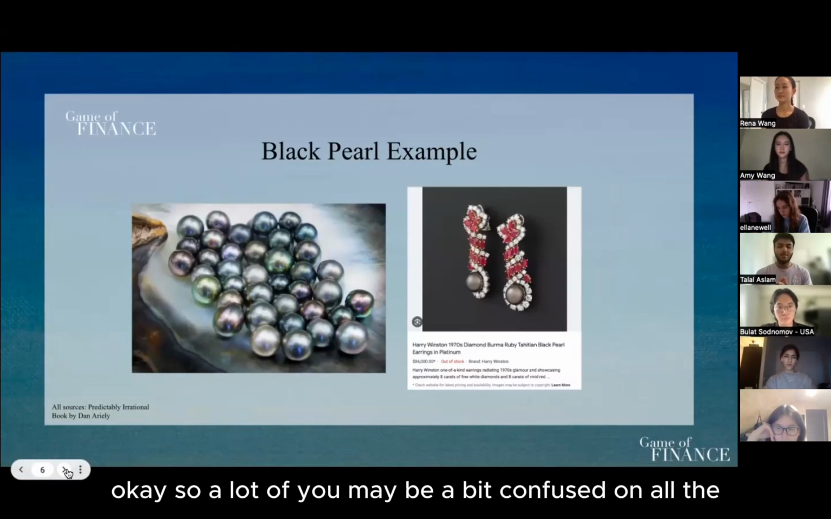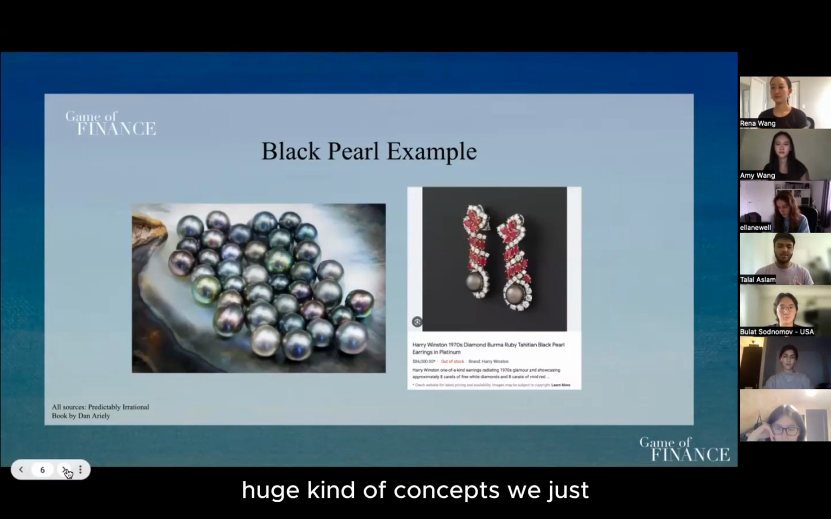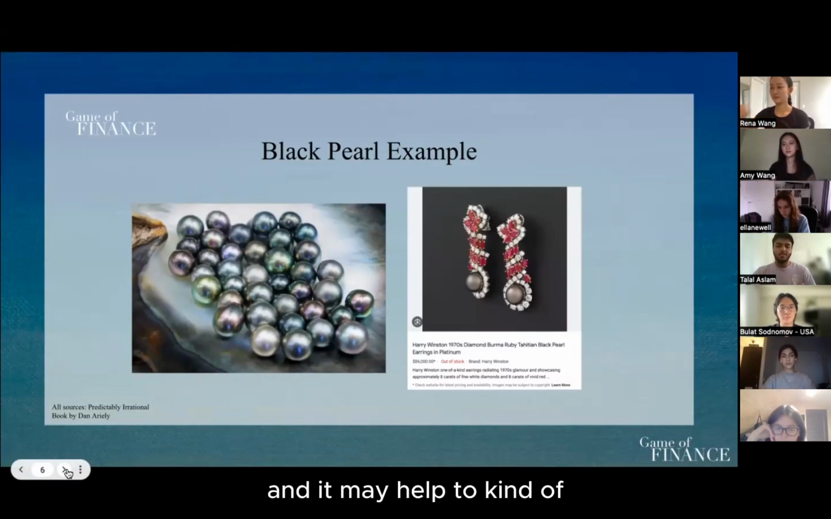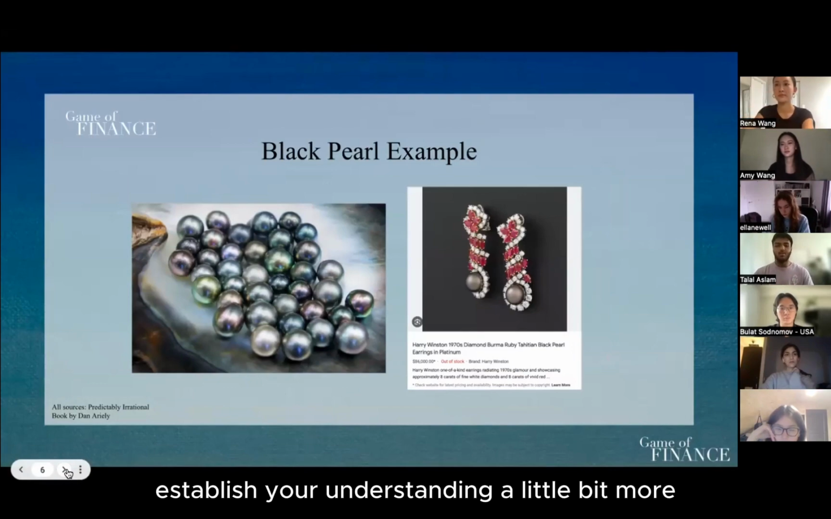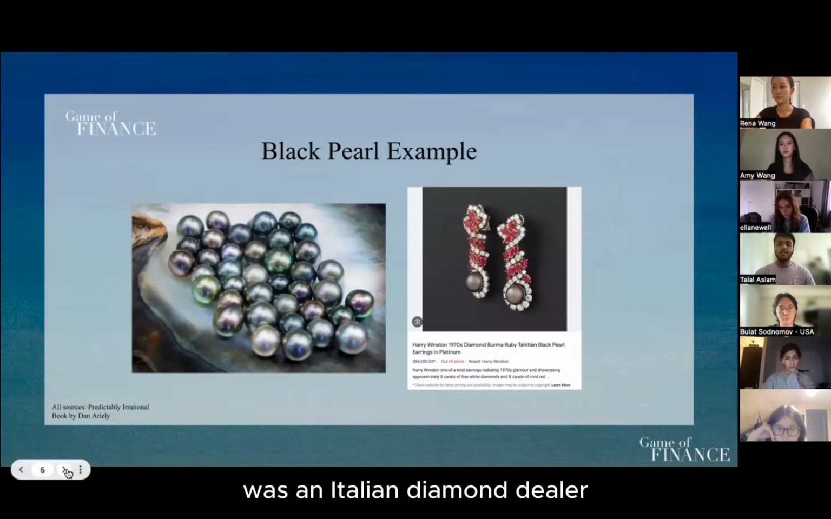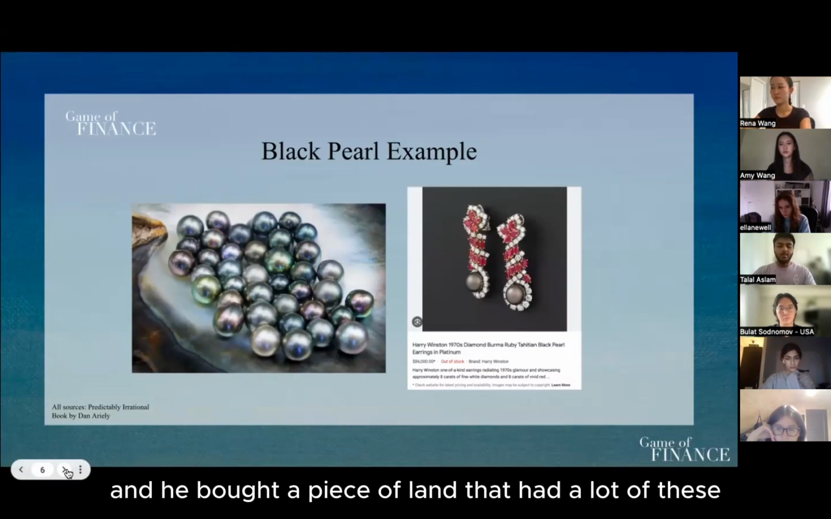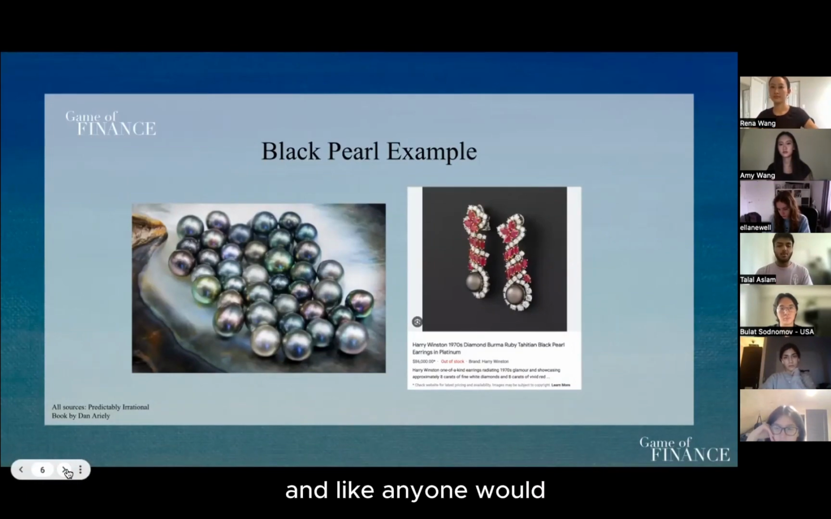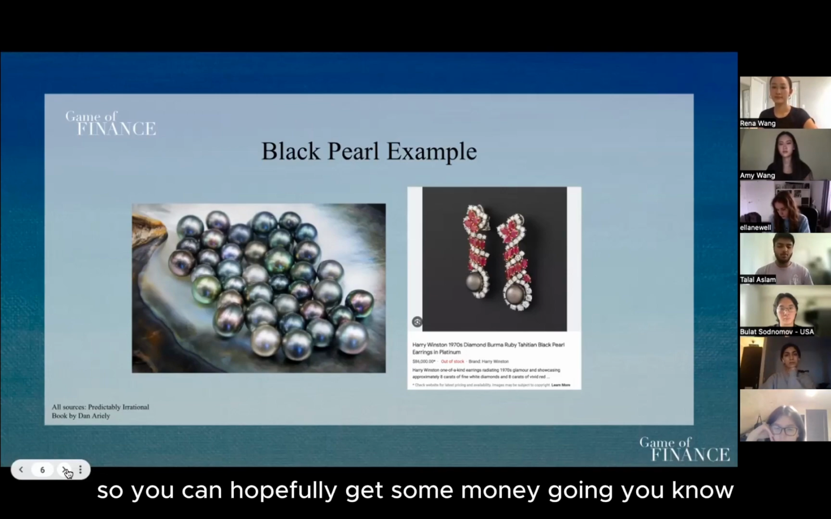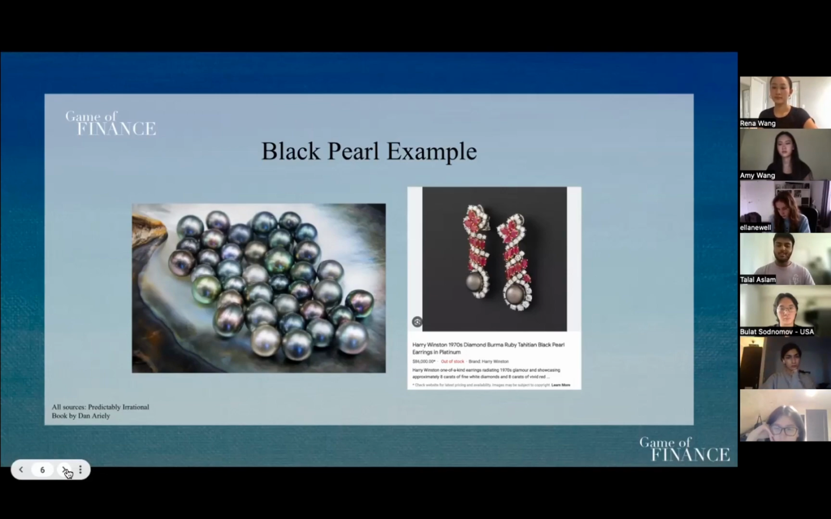Okay, so a lot of you may be a bit confused on all of the huge concepts we just threw out there. But this example is a bit more concrete and it may help to establish your understanding a little bit more. So in 1973, a man by the name of James Assael was an Italian diamond dealer, and he bought a piece of land that had a lot of these Tahitian black pearls. Like anyone would, he wanted to find some use for them, and he wanted to sell them to people who wanted them so he could hopefully get some money going. And after a year, he failed miserably because nobody wanted to buy them.